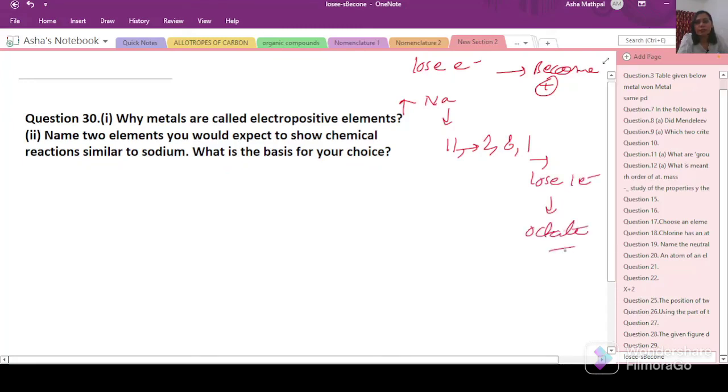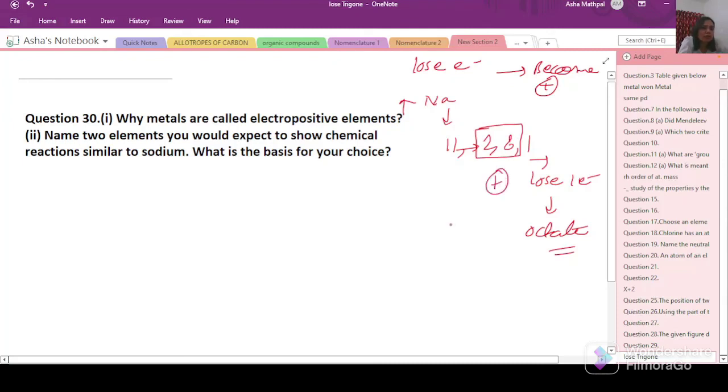So if it is losing an electron to complete its octet, it will have only 2, 8 electrons, but the protons are still the same, 11. So the proton charge will be there, and it will become positively charged.